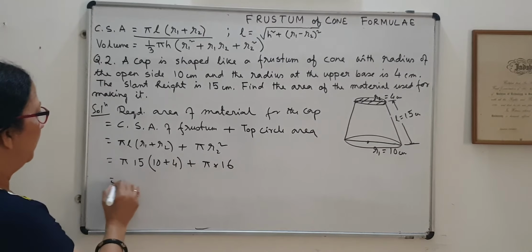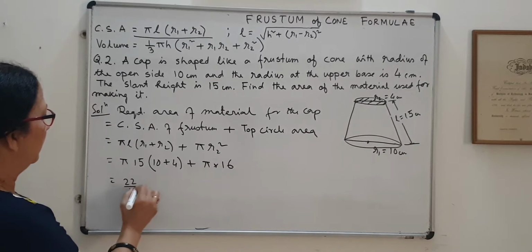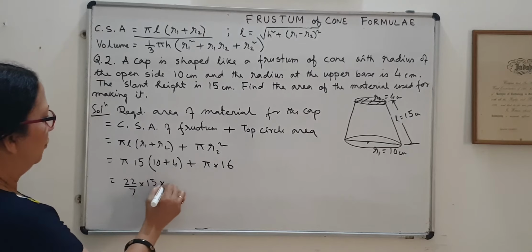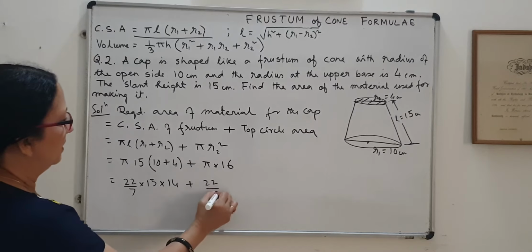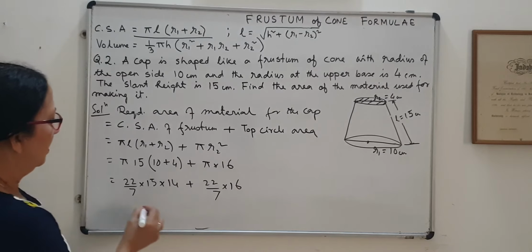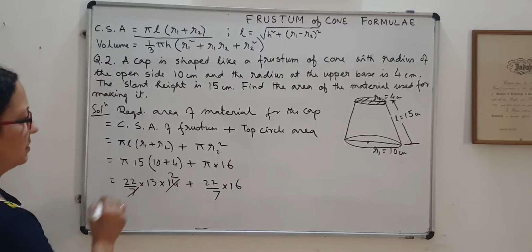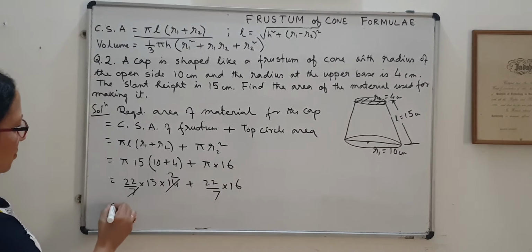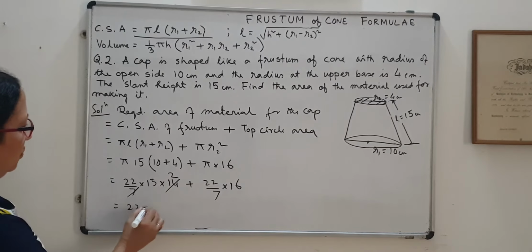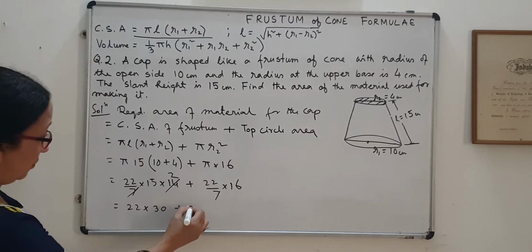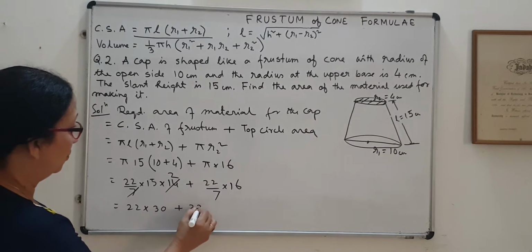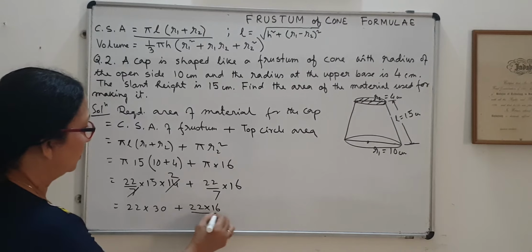So now we put the values: 22/7 into 15 into 14, plus 22/7 into 16. So 7 cancels with this, but here no cancellation. So it is how much? 22 into 30 plus 22 into 16 upon 7.